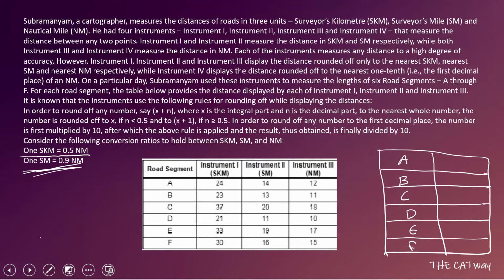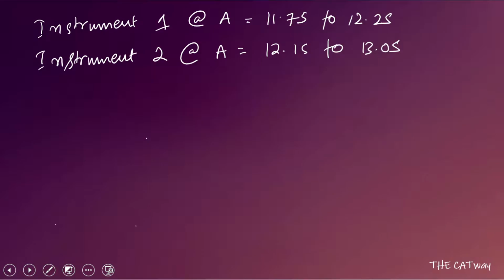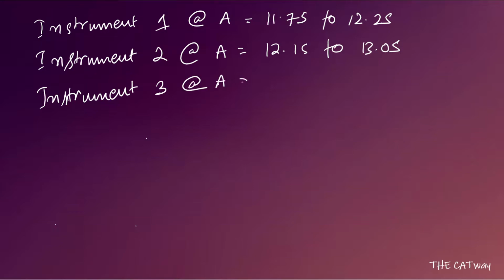Now instrument 3 is giving it in nautical miles. Okay, so we do not have to do anything, there's not much work in it. So we can directly say that instrument 3 at the rate A gives 12 nautical miles. Even if it is rounded off, it can go to a minimum of 11.5 and a maximum of 12.5. Now we have all the ranges in nautical miles for the different instruments.